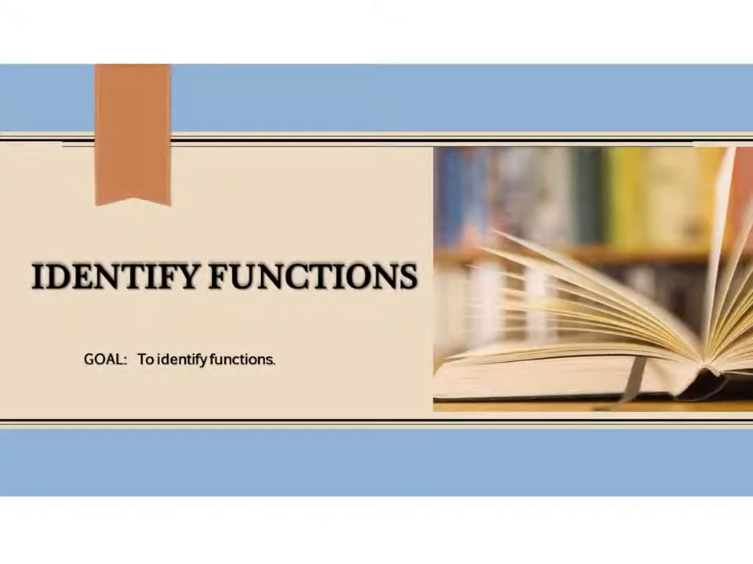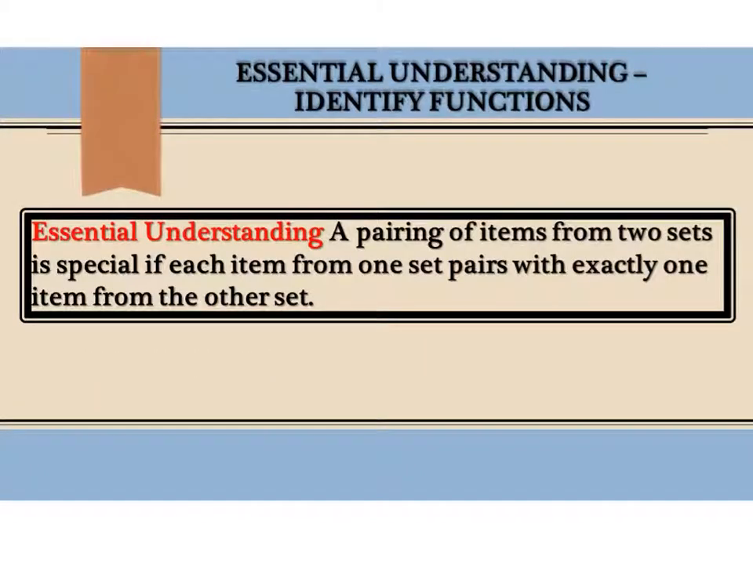This lesson is identify functions. The goal is to identify functions. What you should understand by the end of the lesson is that a pairing of items from two sets is special if each item from one set pairs with exactly one item from the other set.